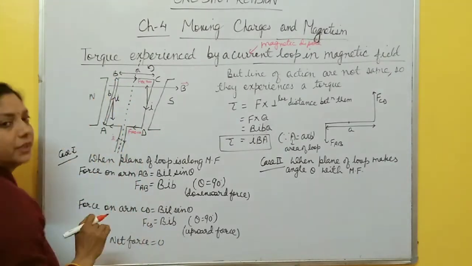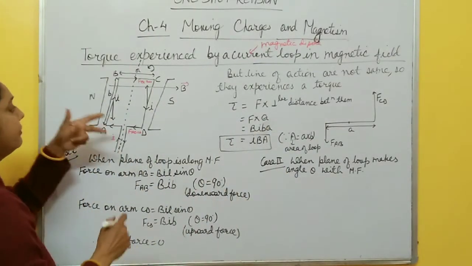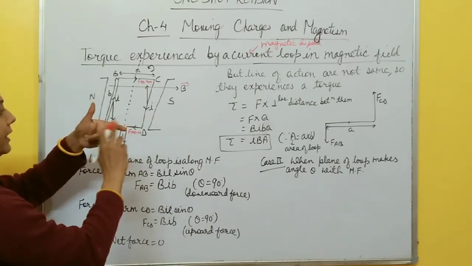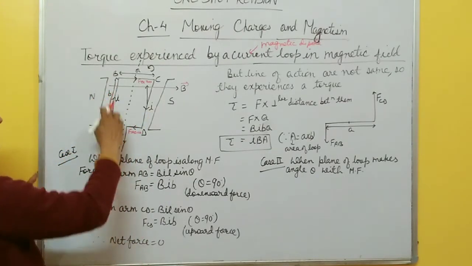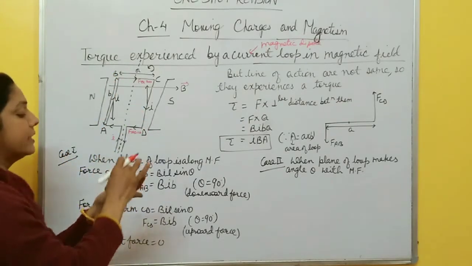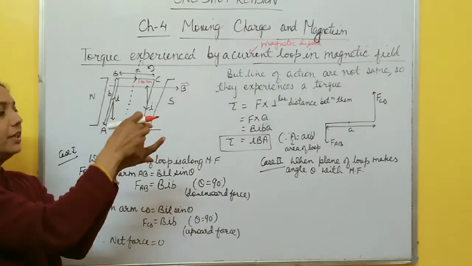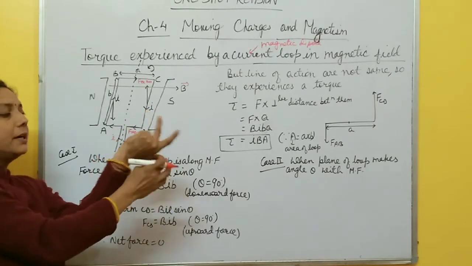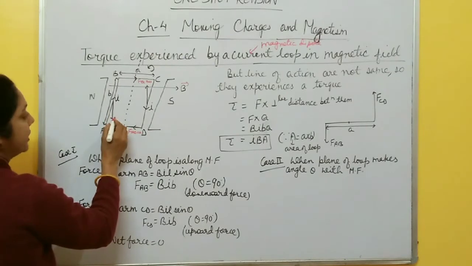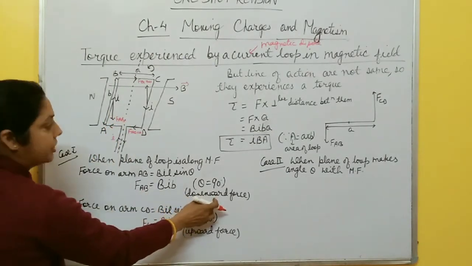Now what is the direction of this force according to Fleming's left hand rule? Magnetic field is in this direction. The forefinger represents direction of magnetic field, right? And current is in which direction? Upward. So current is in upward direction. This is left hand rule. Magnetic field is in this direction, current is upward. So the thumb represents direction of magnetic force. It means force is in downward direction. Force on arm AB is in downward direction, right?